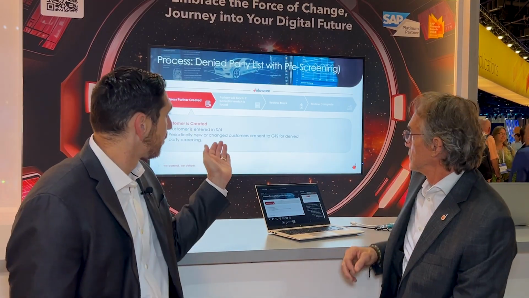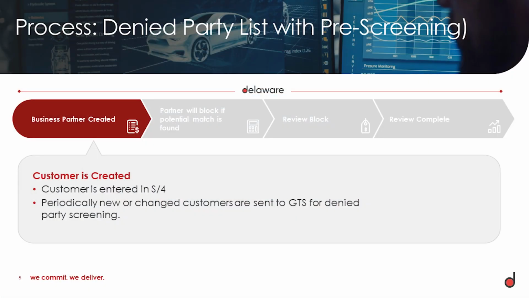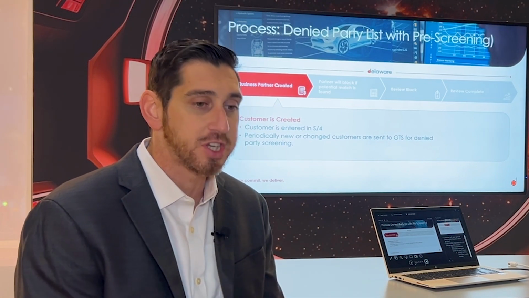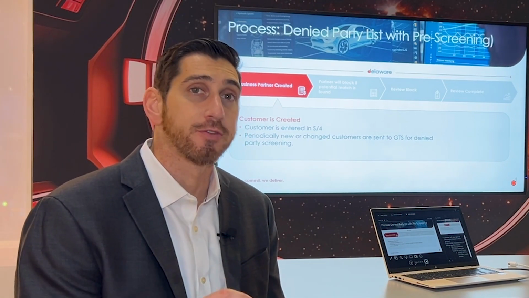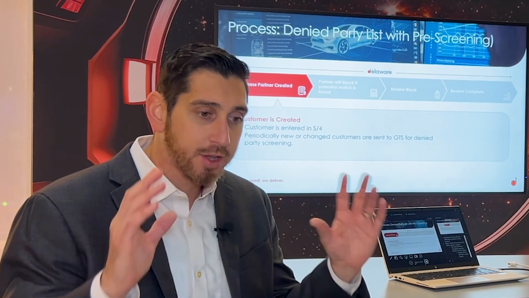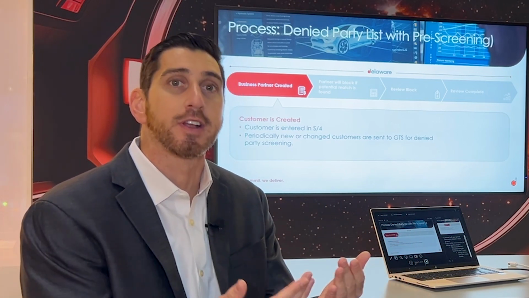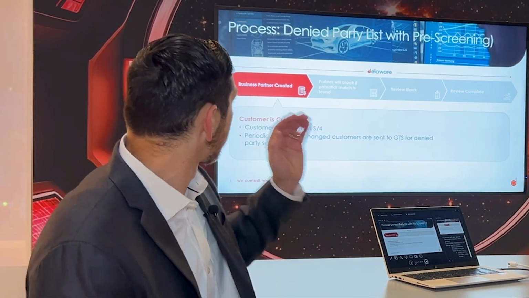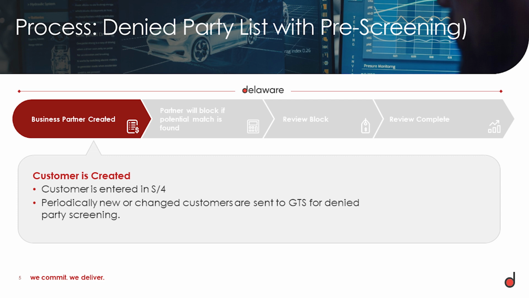The first process we're going to walk you through is our denied party list with pre-screening. Delaware will help you set up the flows from whatever data sources you're using, where all your denied party lists are coming from, to your GTS solution. Once that's integrated, it's a one and done solution for us, or at least we hope so. We'll take all your data sources and automate the flows of denied parties and pre-screen lists to your GTS solution.